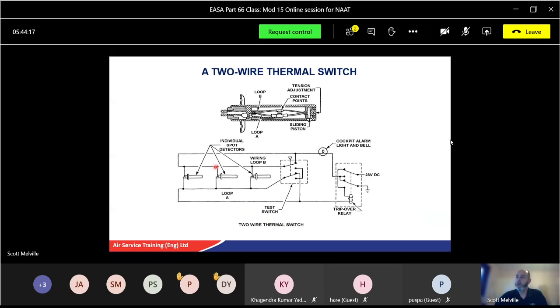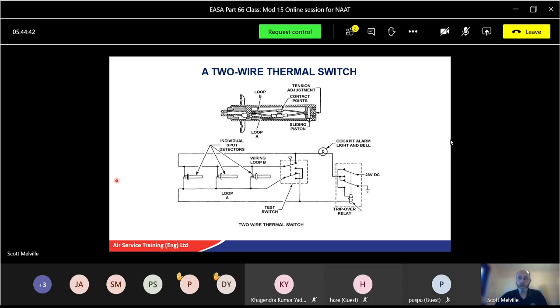This time, the individual ones are set in parallel instead of series. The previous one was in series, but this time they're in parallel. So it doesn't matter if one fails, we've still got other ones that will work as well. If you've got current in loop A, again, it will reset itself. And if we do lose one for whatever reason, we've still got a chance of sensing them as well.